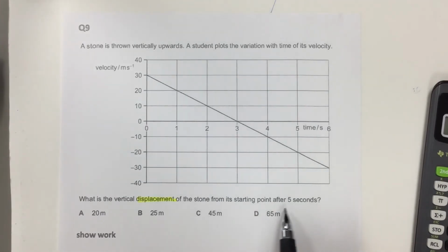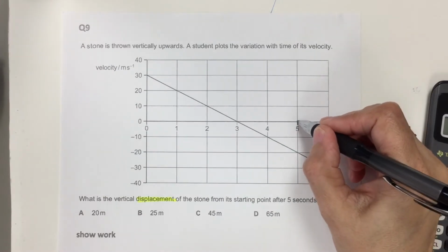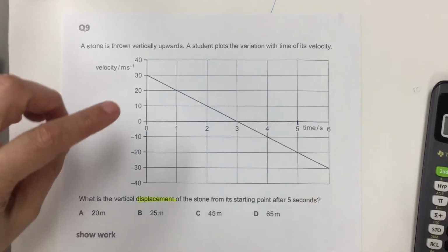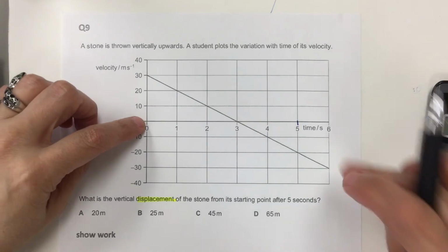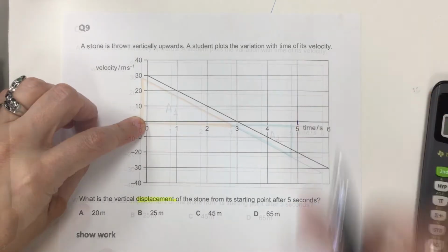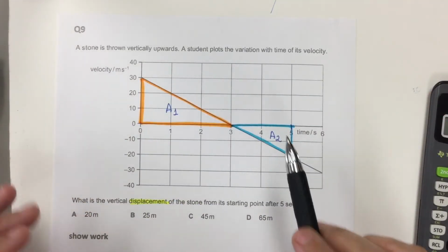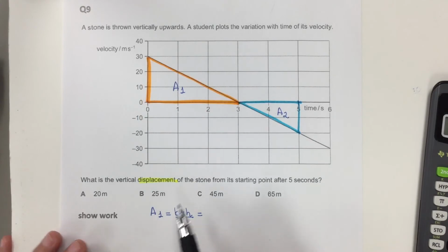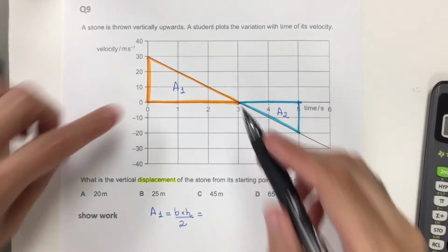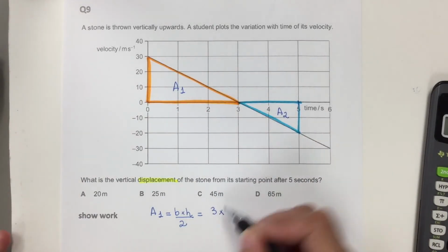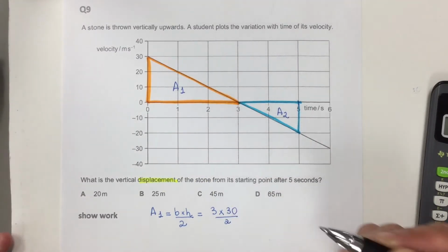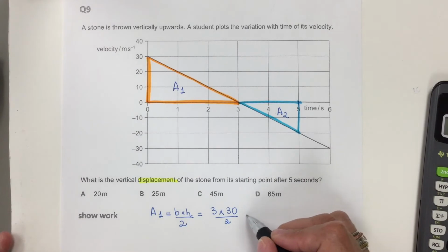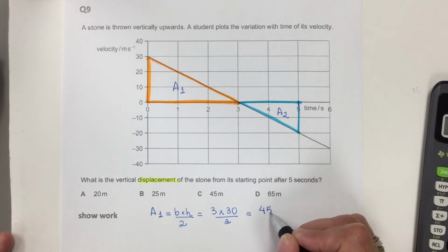First, where is 5 seconds? 5 seconds is right here. So it's asking for the displacement from 0 to 5. From 0 to 5, you have two areas. The shape of both areas is a right triangle. So for area 1, the base here is 3 times the height, which is 30, divided by 2. So this is 45 meters.